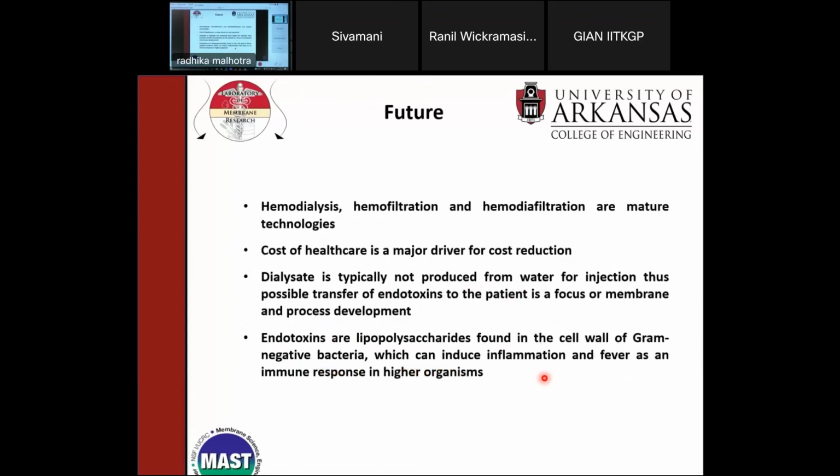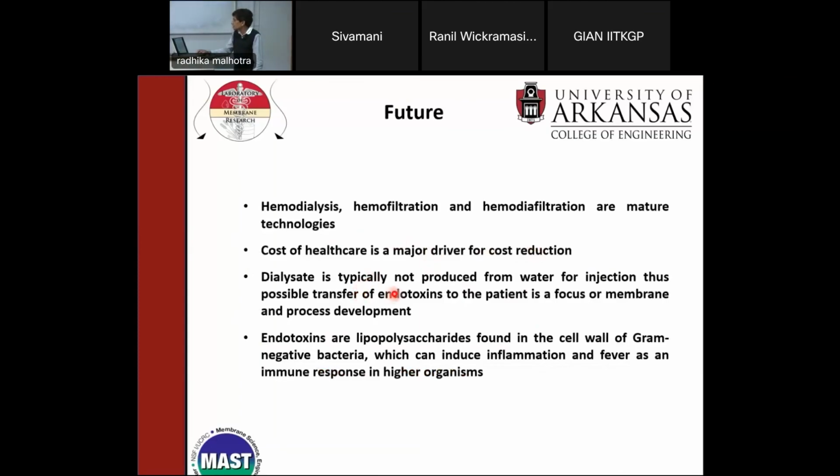So I think we're almost finished. Hemodialysis, hemofiltration, hemodiafiltration are all mature technologies, all of them. Cost of healthcare is a major driver for cost reduction. So come up with something cheaper, people will use it. A couple of other things though.